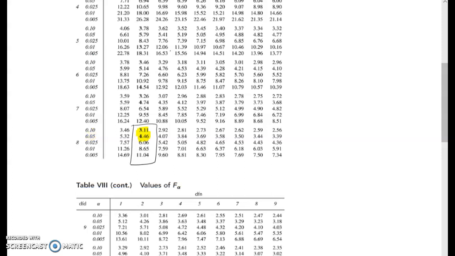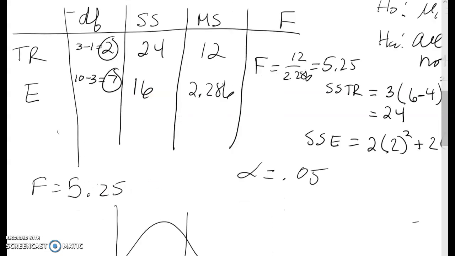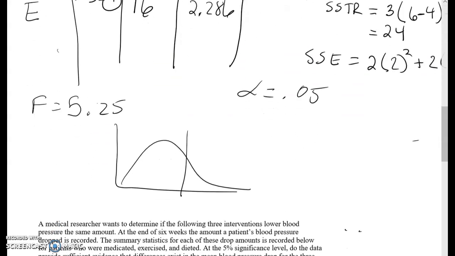Let me erase what I had highlighted before. So we're particularly looking at this box of numbers, and our significance level is 0.05. So with 2, 7 at 0.05, it looks like 4.74. So our critical value is 4.74.